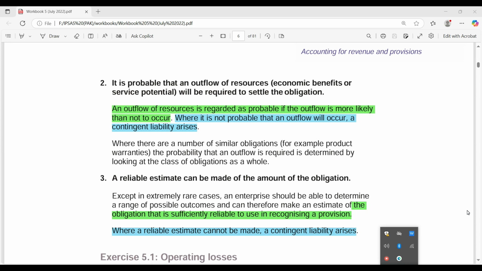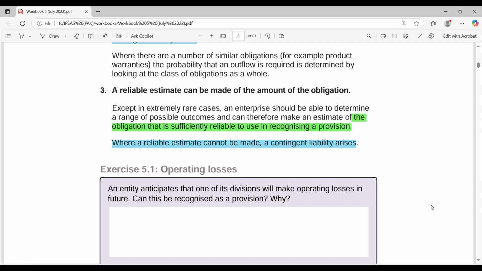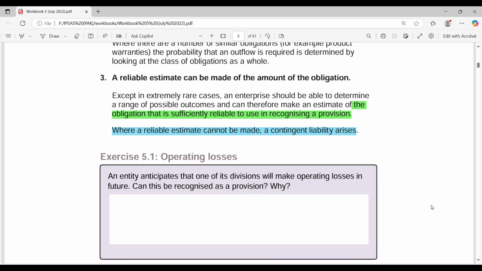But a contingent liability is not in an amount form. It should be disclosed in the notes. It is not in the form of an amount. And the second point is also the same. When a reliable estimate cannot be made, it means that it is a contingent liability, not a provision.